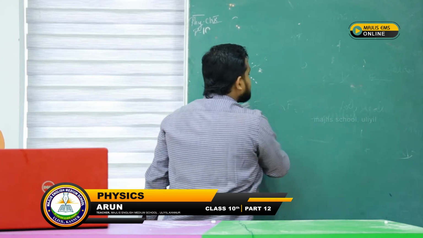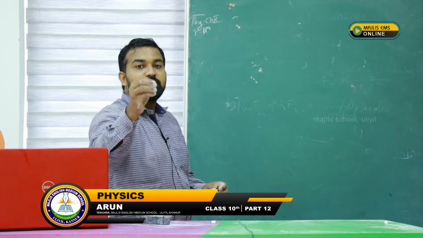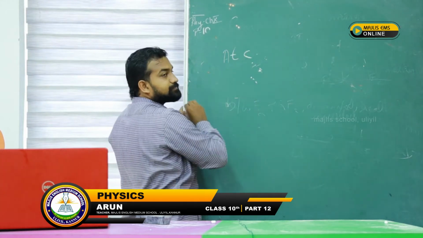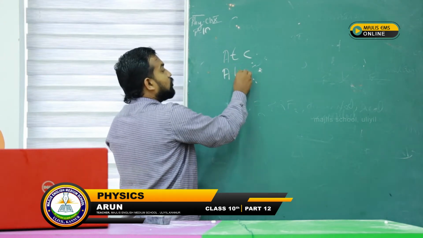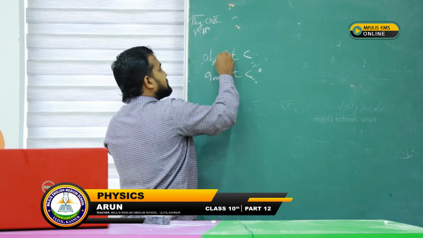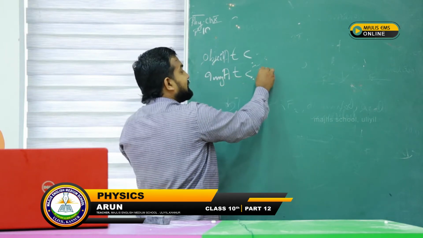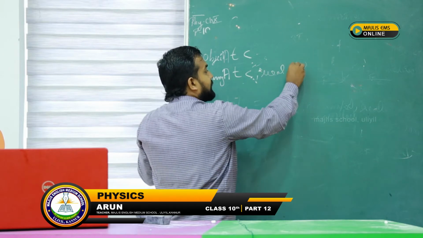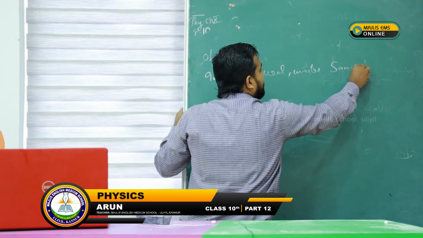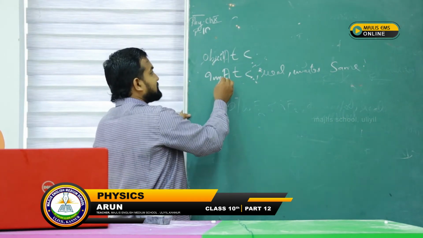I am not going to discuss it in detail because you can do it from home using your NCERT textbook. I will say when the object is kept at C, the image will also be at C. For the convex lens, the image will be at C, real and inverted, and the same size.